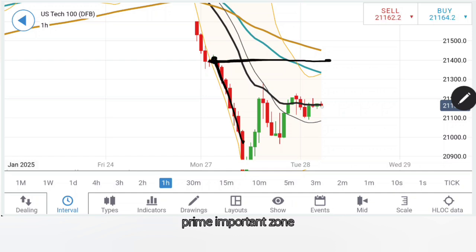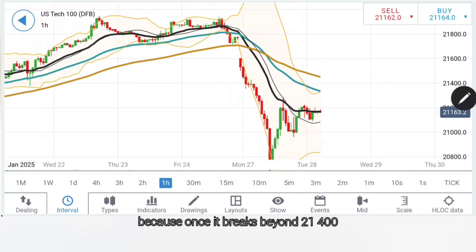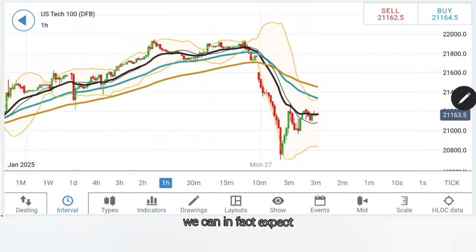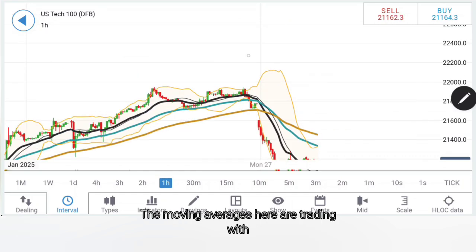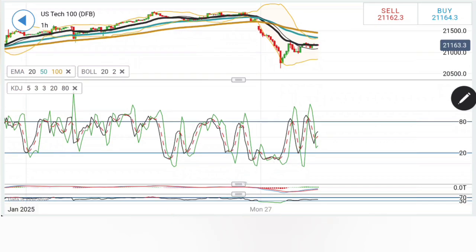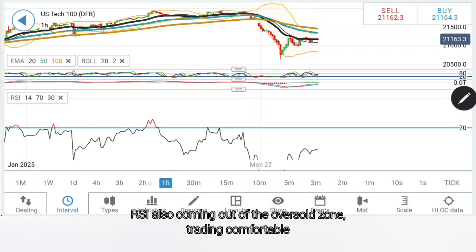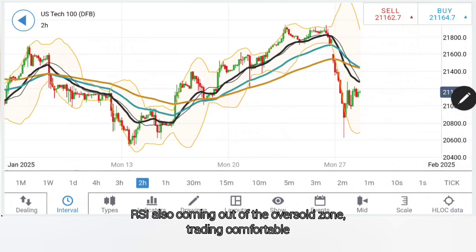Now, this is the prime important zone, because once it breaks beyond 21,400, we can in fact expect that the next move is going to fill the gap here. So this is something you should watch out for. The moving averages here are trading with divergence and bearishness. Stochastic rising, MACD rising, RSI also coming out of the oversold zone, trading comfortable.